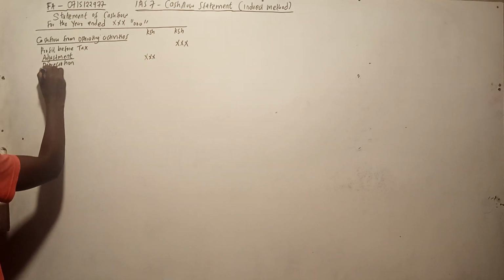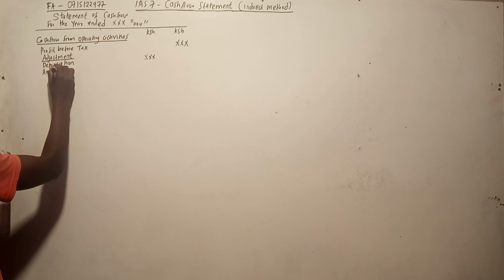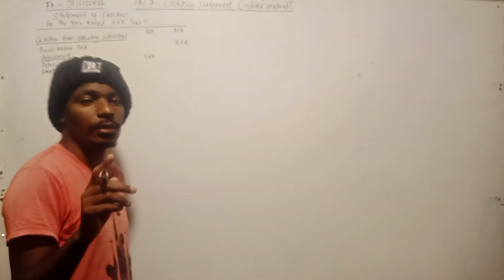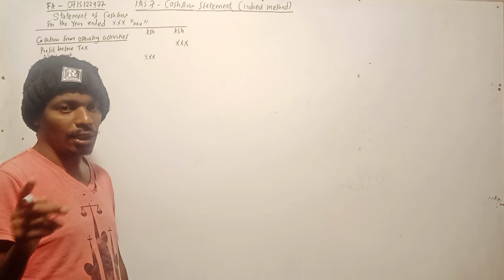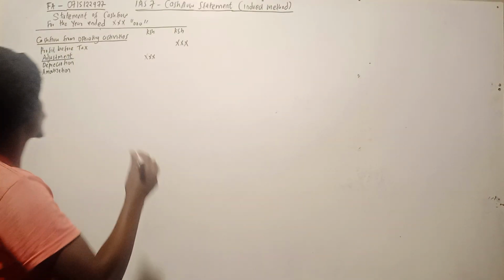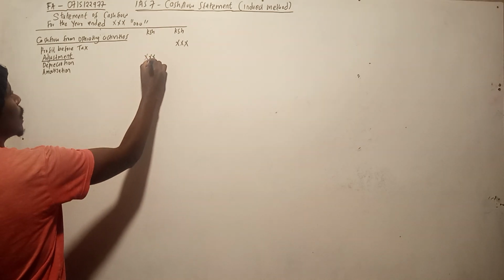If you have amortization also, it means that the amortization was treated as an expense. It was deducted. Now we add it back. So we are supposed to add it back.